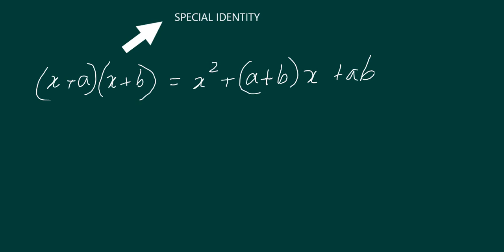Hi everyone. Today we'll be learning about an identity which is slightly special. The identity itself is stated as below: (x + a)(x + b) is equal to x² + (a + b)x + ab.